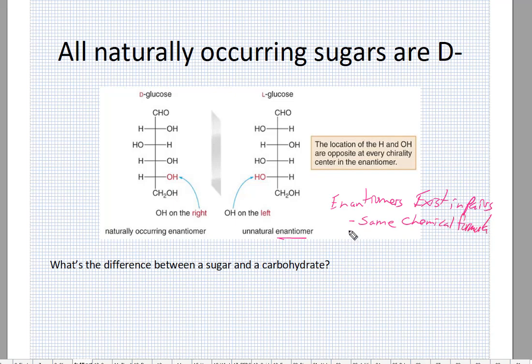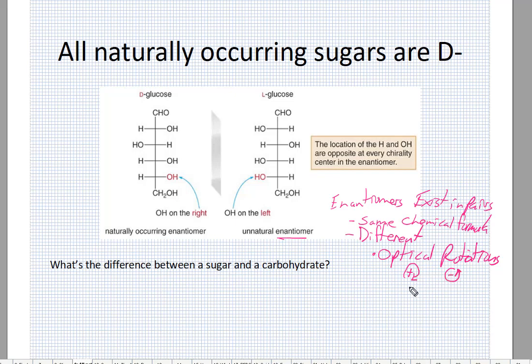Right? But different properties. The only physical property that's different between them is optical rotation. They have different optical rotations, as I mentioned before. One would be dextrorotatory, one would be levorotatory. If it rotates light to the right, we'd call that the plus enantiomer. If it rotates light to the left, we call that the minus enantiomer.